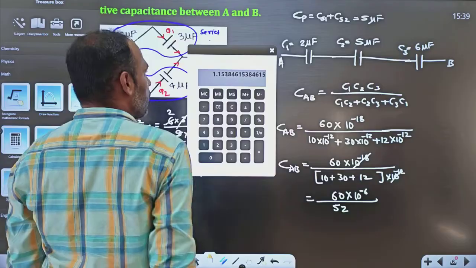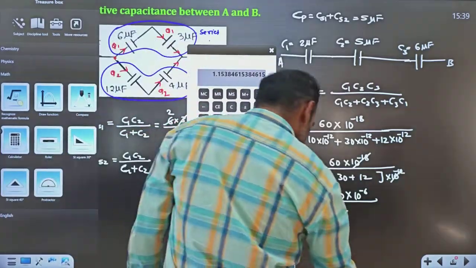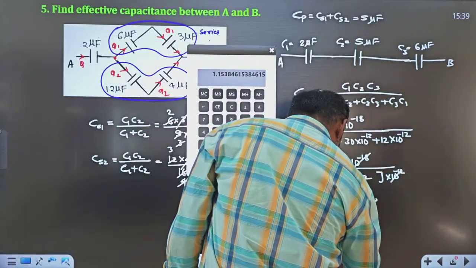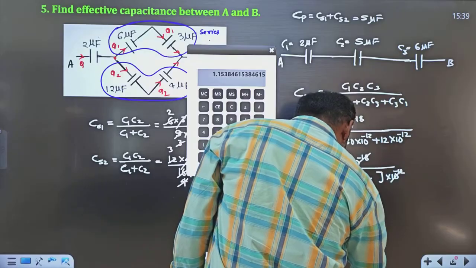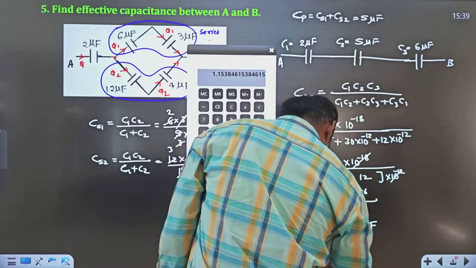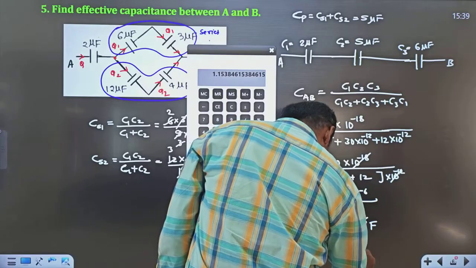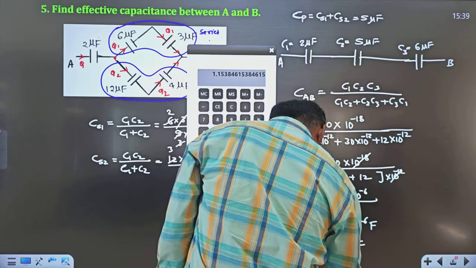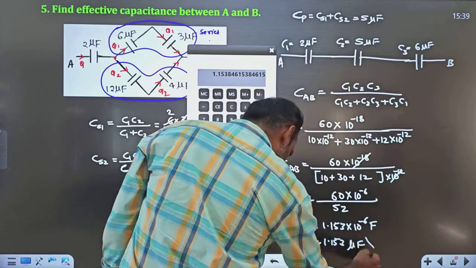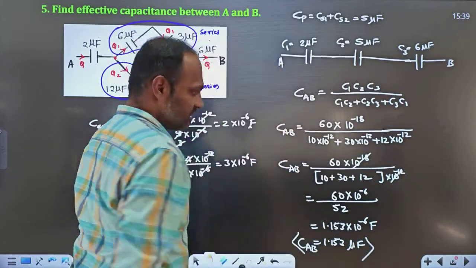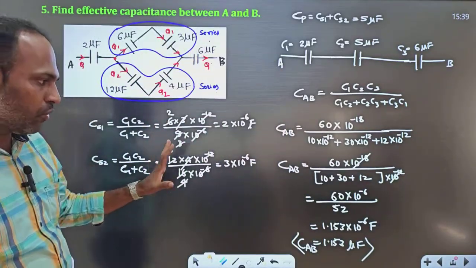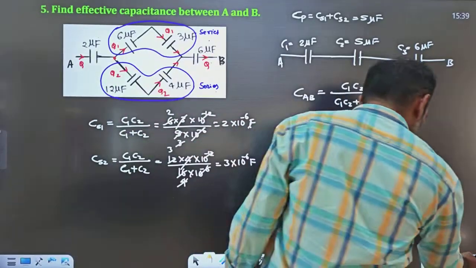That is 1.153. So this is 1.153 into 10 to the power minus 6 farad, or simply I can write it as 1.153 microfarad. So this much is the effective capacitance between AB. Hope you understood this. Okay, let us go for the next question.